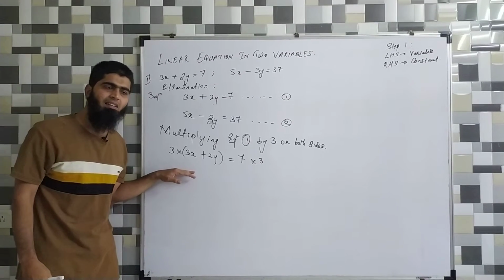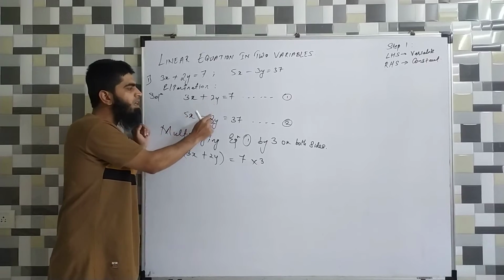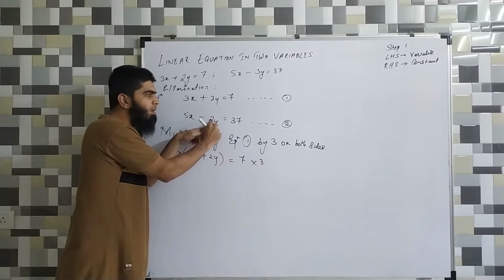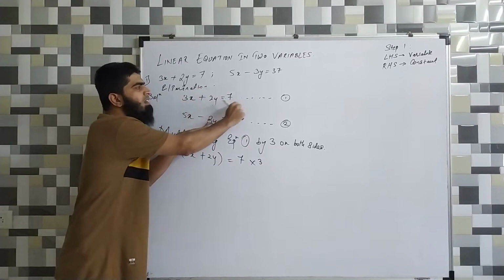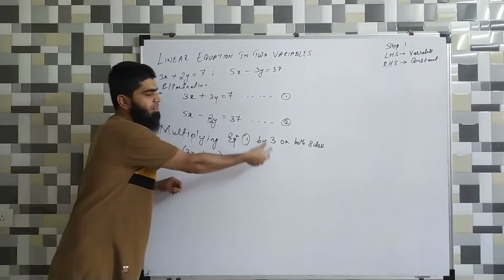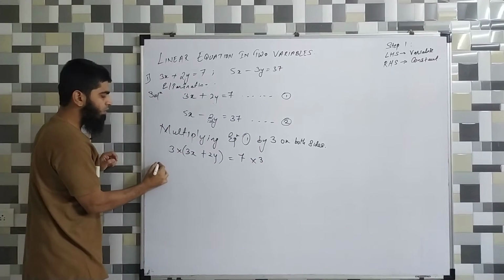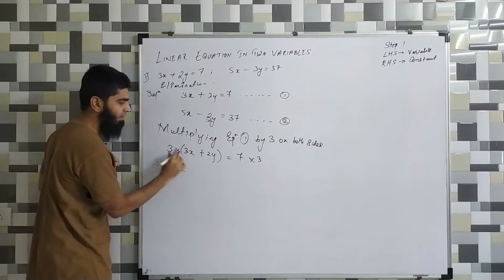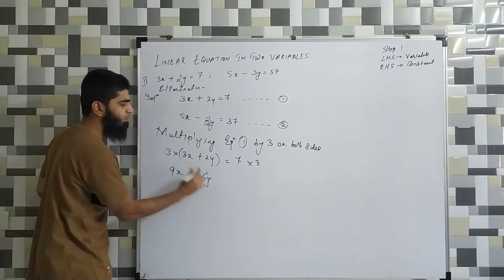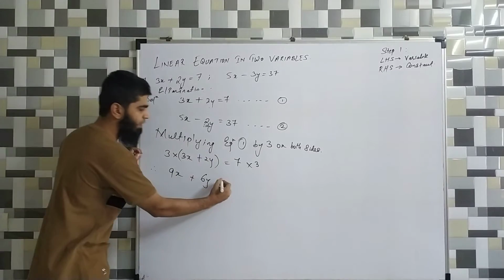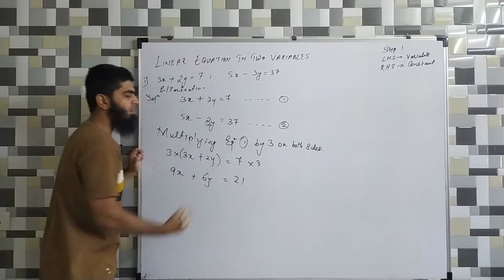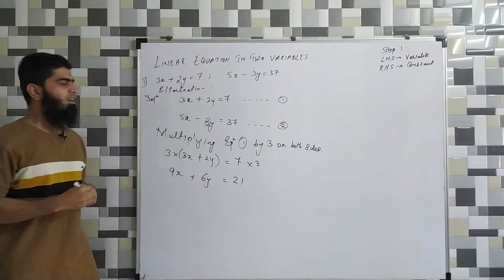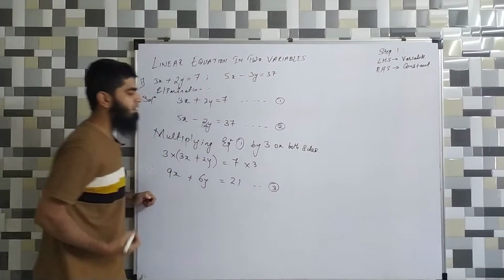Are you able to understand this much? In order to make both the coefficients the same, we have multiplied the entire equation by this number, on the left hand side as well as on the right hand side. Okay, let us calculate further. 3 3s are 9, so 3 into 3x is 9x. Now 3 2s are 6y, plus into plus gives plus, equal to 7 3s are 21. Is this clear? So we are ready with a new equation. This is equation number 3.